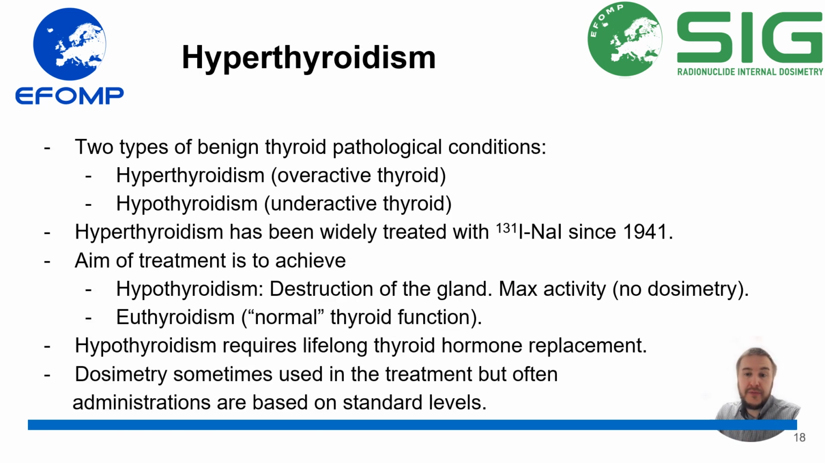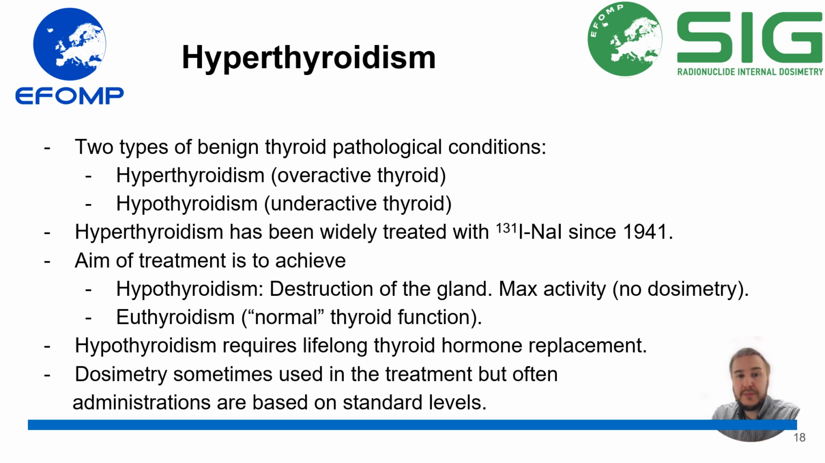So I'm moving away now from thyroid cancer, and I'm just going to focus a little bit on hyperthyroidism, because that's the other area where radioiodine has been extensively used in the past. There are two types of benign thyroid conditions: hyperthyroidism, where the thyroid is overactive, and hypothyroidism, where the thyroid is underactive. And hyperthyroidism has been widely treated with I-131 since 1941, like I said earlier. And so there are two aims of treatment.